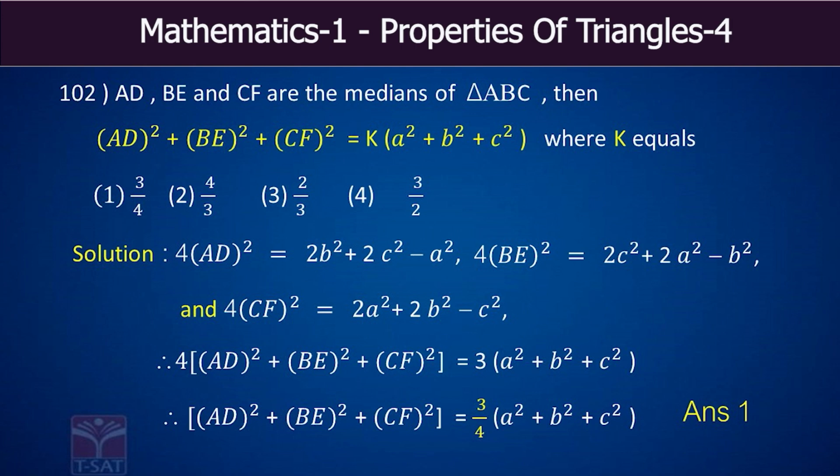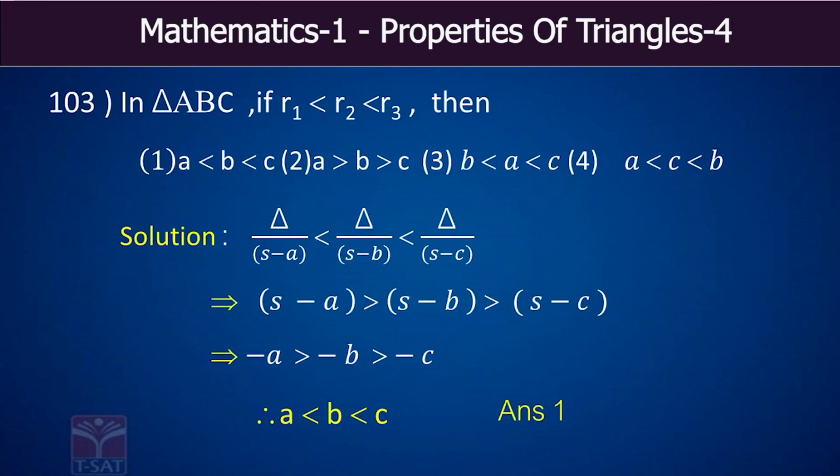So option number 1. In triangle ABC, if R1 less than R2 less than R3, then 1, A less than B less than C, 2, A greater than B greater than C, 3, B less than A less than C, and 4, A less than C less than B.